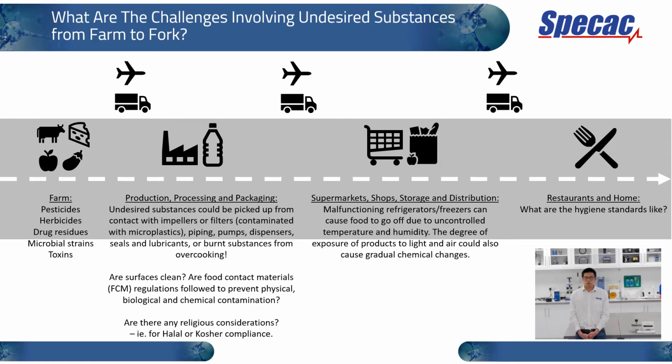And then as we move on to putting foods and beverages onto the shelves of supermarkets, shops, storage and distribution channels, for example, we have to ensure that the food has not gone off due to the malfunction of fridges and freezers because of uncontrolled temperature and humidity, or overexposure of the product to light and air, causing gradual chemical changes. And obviously at home and in restaurants, we have to ensure that hygiene standards are met.